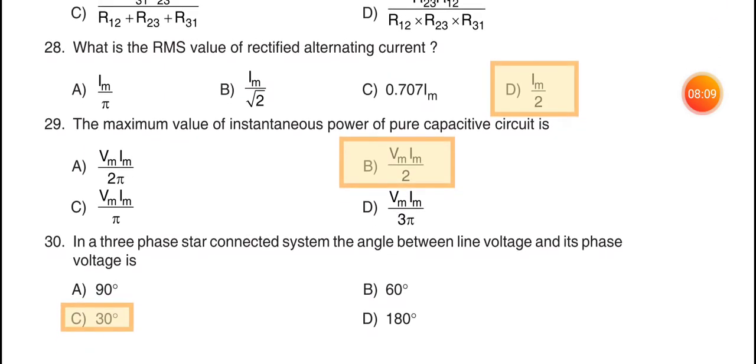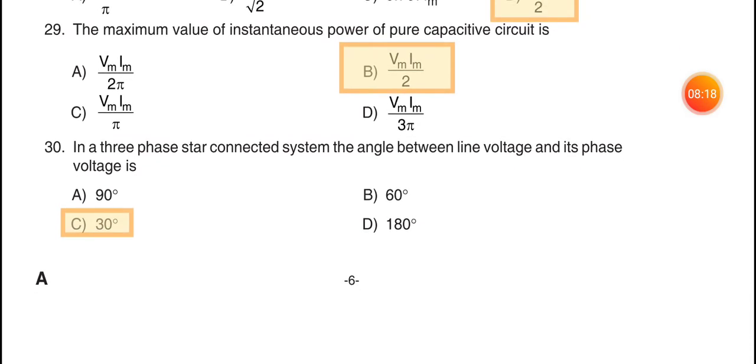28. What is the RMS value of rectified alternating current? Option D is the right answer, Im by 2. 29. The maximum value of instantaneous power of pure capacitive circuit is. Option B is the right answer, Vm by 2 into Im.